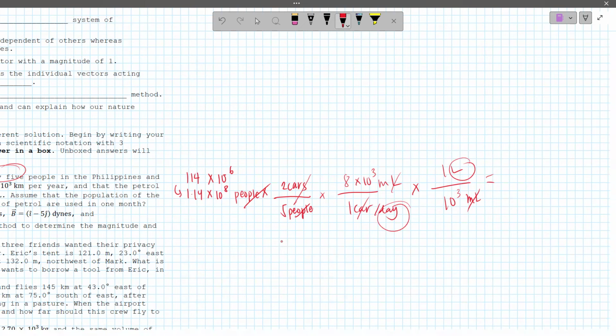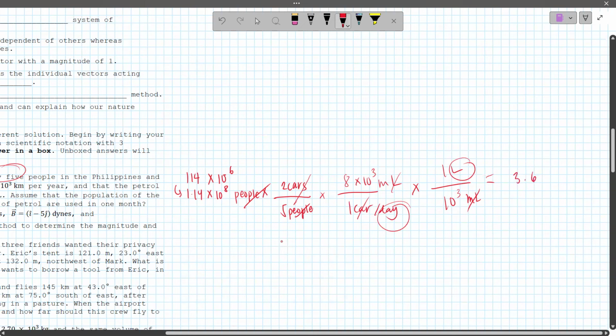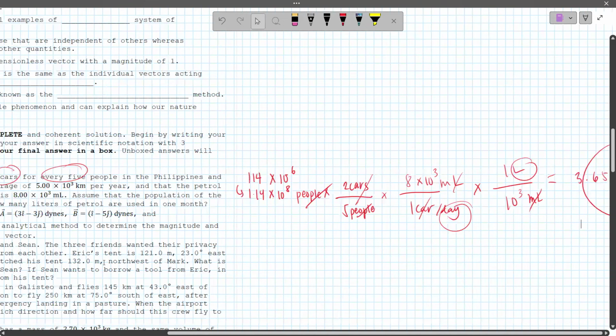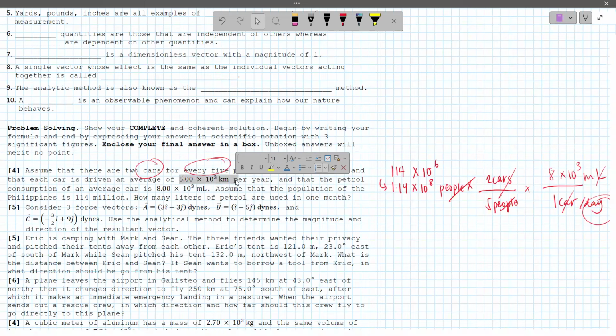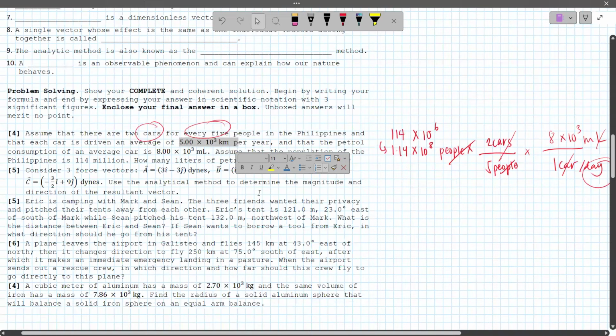So, meron tayong 1.14 times 10 raised to 8, times 2 times 8 times 10 raised to 3 divided by 5 times 10 raised to 3. Okay, so this will give us 3.65 times 10 raised to 8 liters per day. Okay, so notice, hindi natin nagamit yung kilometers kasi saan nyo naman ikakancel yung kilometer, di ba? Wala namang binigay na kahit anong given na pwede yung pag-cancelan ng kilometers. Okay? So, let's proceed to the next one.